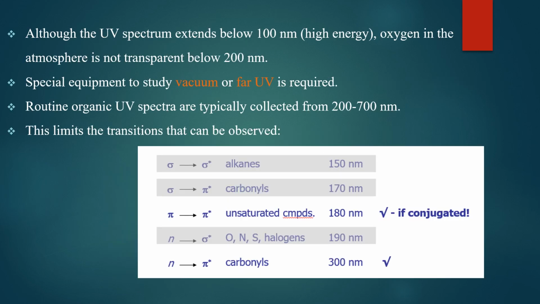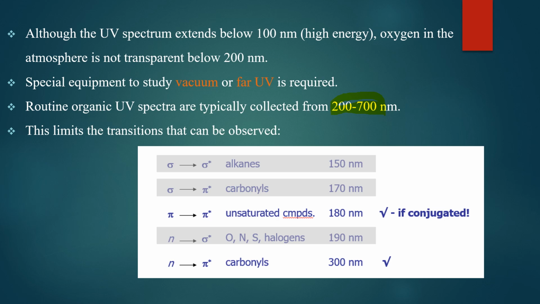Although the UV spectrum extends below 100 nanometers, which is very high energy, oxygen in the atmosphere is not transparent below 200 nanometers. So special equipment is needed to study the vacuum or far UV region. Routine organic UV spectra are taken between 200 and 700 nanometers, which limits the transitions that can be observed: sigma to sigma star, pi to pi star, n to sigma star, n to pi star. These are the different types of transitions that are observed.